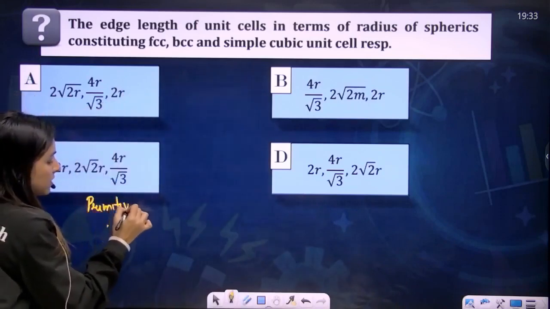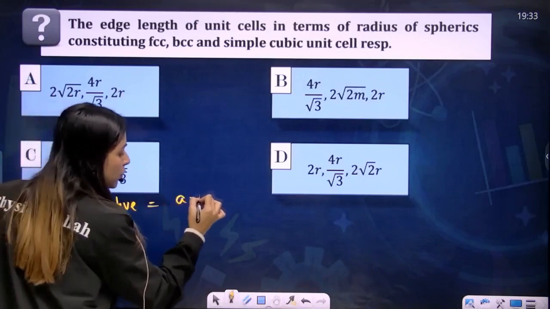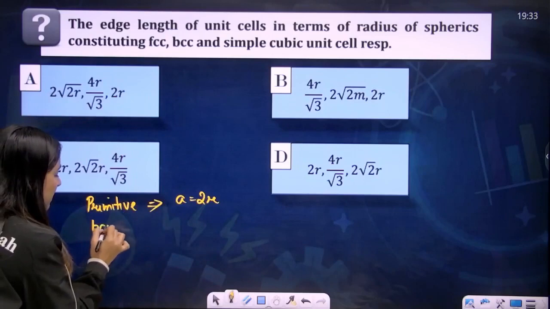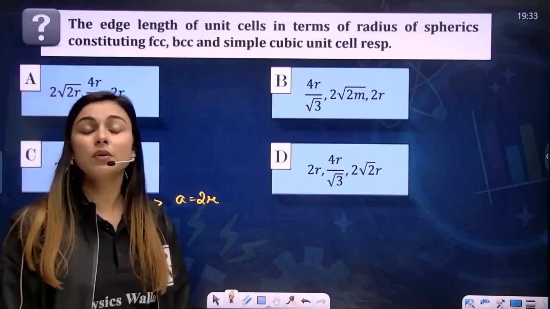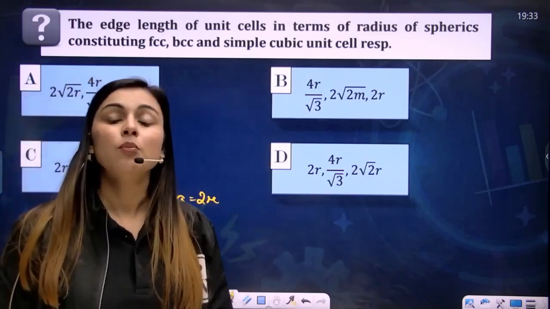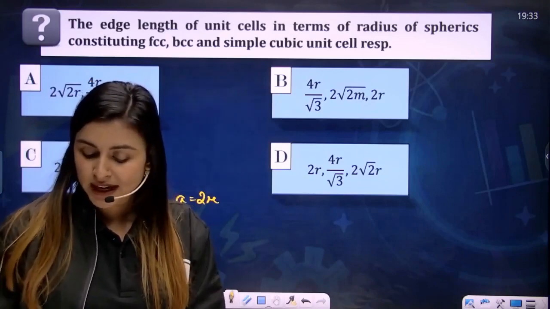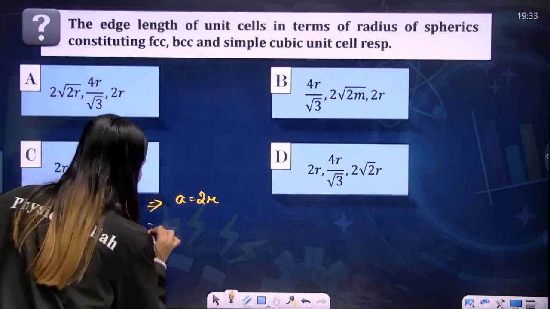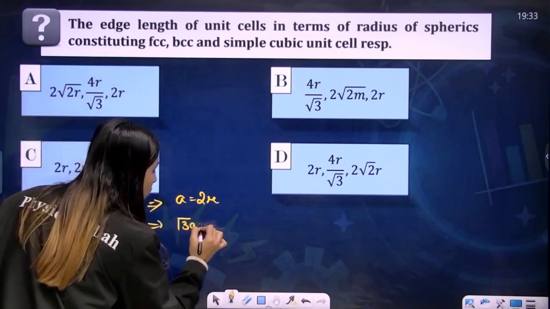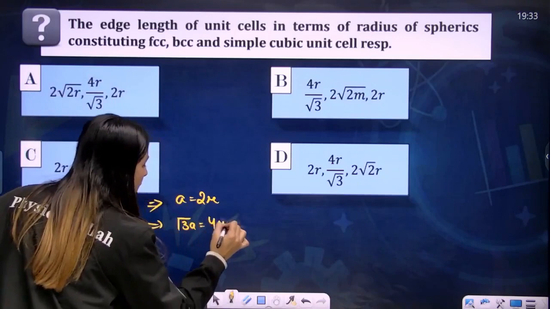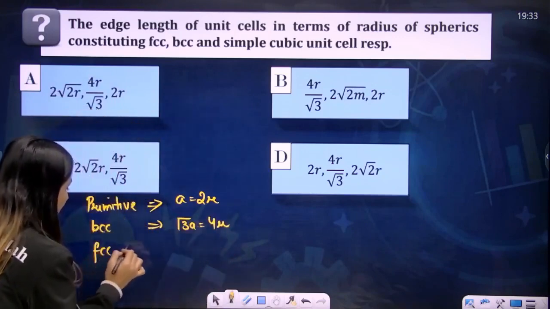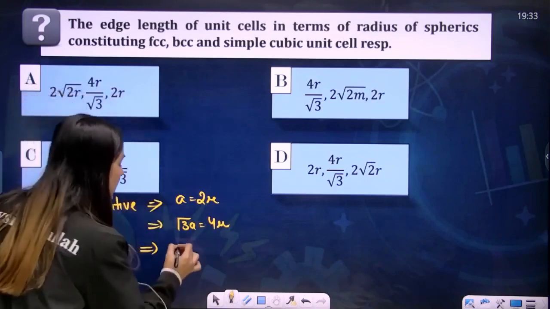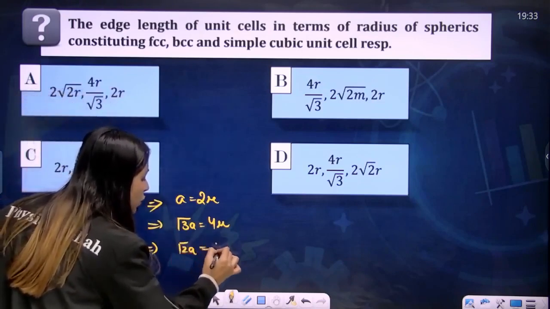For primitive, atoms touch along the edges, so a is equal to 2r. If you talk about BCC, that is your body centered crystal system, your atoms touch along the body diagonal, and the length of the body diagonal is equal to root 3 a. So root 3 a is equal to 4r. And for FCC, the atoms touch along the faces, so root 2 a is equal to 4r.